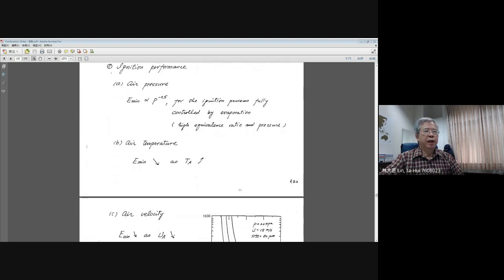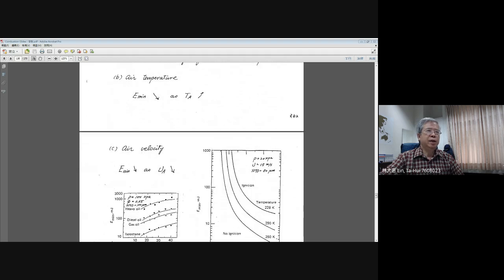Okay, and for the air temperature, I think this is easier to understand. If you increase the air temperature, the preheating of the droplets is increased, then the minimum ignition energy will be reduced.